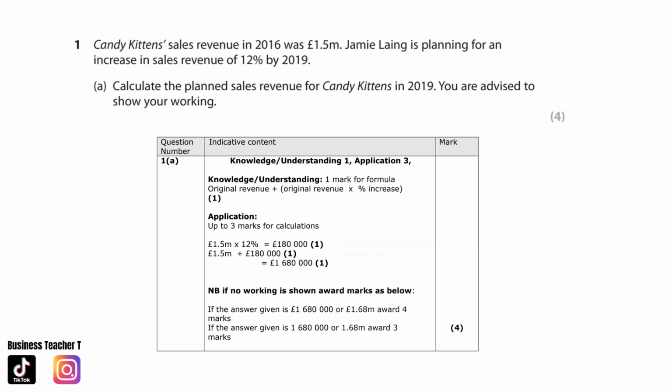£1.5 million times by 12% equates to £180,000, and then £1.5 million plus £180,000 equates to £1,680,000. Did you get the answer right?